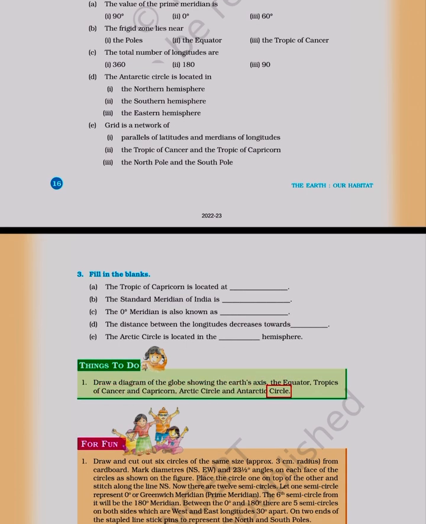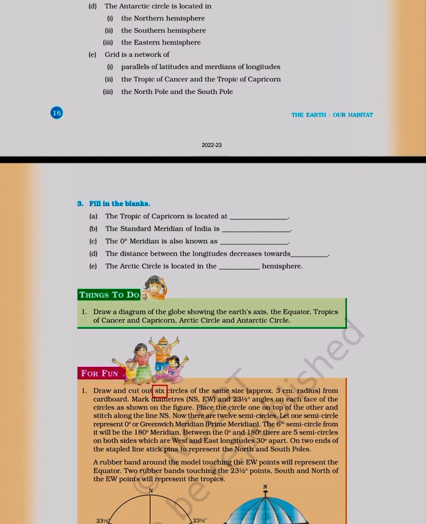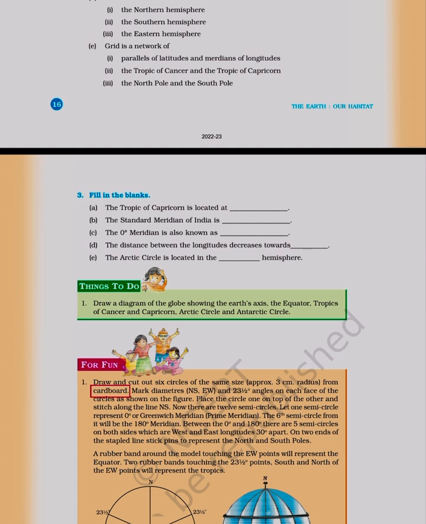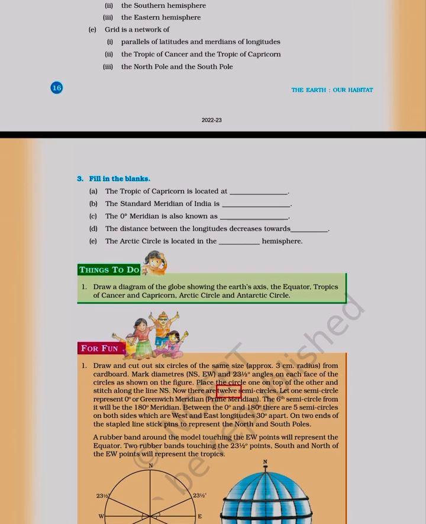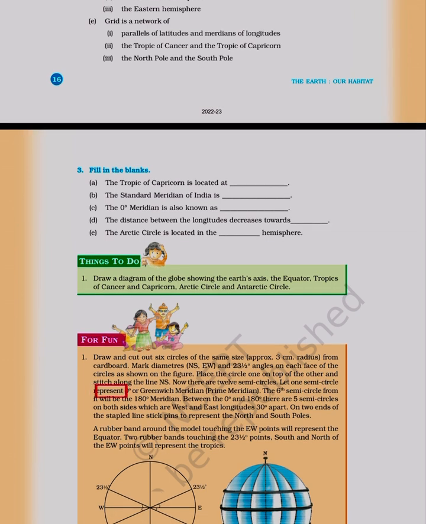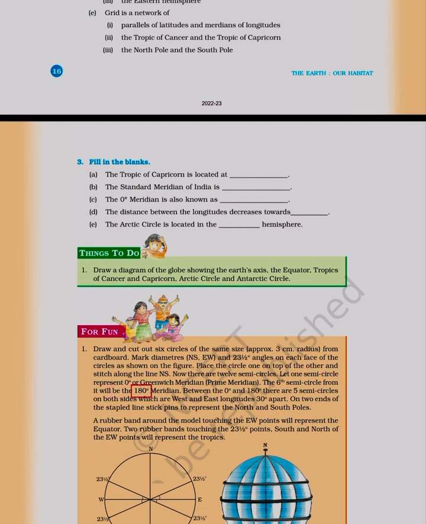and Antarctic Circle. 1. Draw and cut out 6 circles of the same size, approximately 3 cm radius from cardboard. Mark diameters, NS, EW and 23½ degree angles on each face of the circles as shown in the figure. Place the circles one on top of the other and stitch along the line NS. Now there are 12 semicircles. Let one semicircle represent 0 degrees or Greenwich meridian, the prime meridian. The 6th semicircle from it will be the 180 degree meridian.